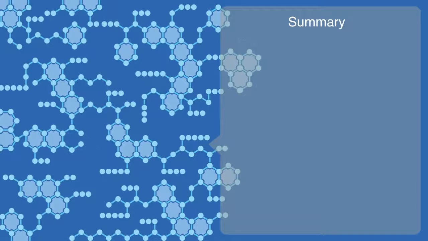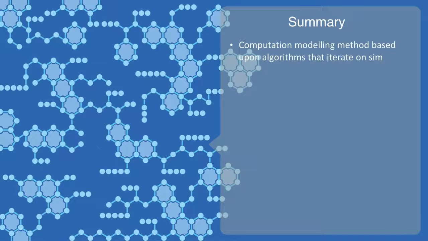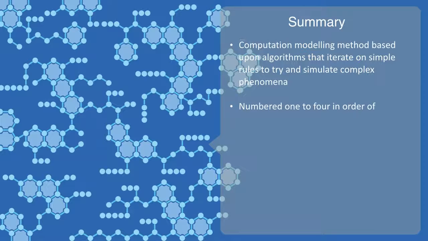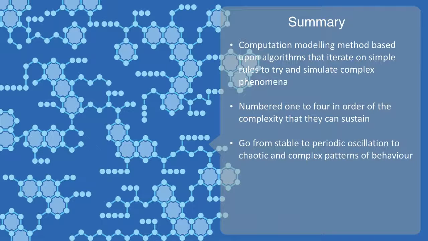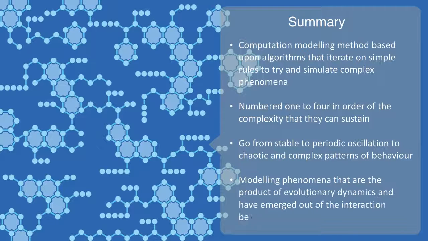We will wrap up then by saying that cellular automata are an alternative computation modeling method based upon algorithms that iterate on simple rules to try and simulate complex phenomena. The primary classification of cellular automata are numbered 1 to 4 in order of the complexity that they can sustain, as they go from stable to periodic oscillation to chaotic and complex patterns of behavior. We have also talked about how they are better suited to modeling phenomena that are the product of evolutionary dynamics and have emerged out of the interaction between their parts, as is typically the case for complex systems.